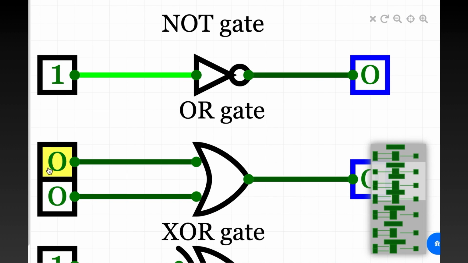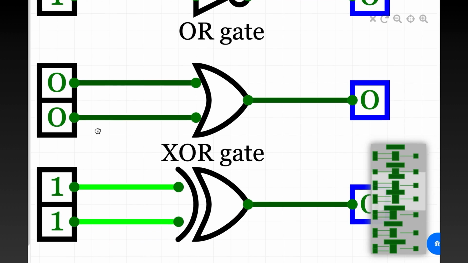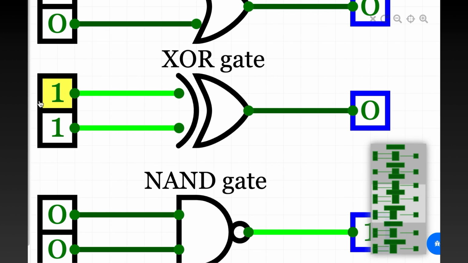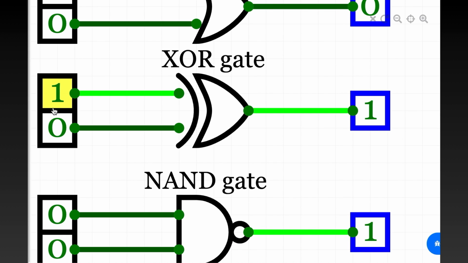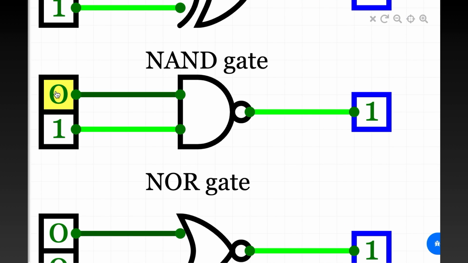Here's the OR gate. The OR gate turns on if either one is on. The XOR gate only turns on if there's a 1 and there's a 0. The NAND gate turns on only if there's a 0 in the thing, right? The NOR gate, which... Yeah, let's just keep playing.